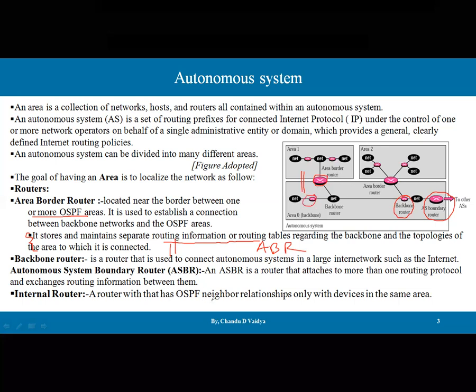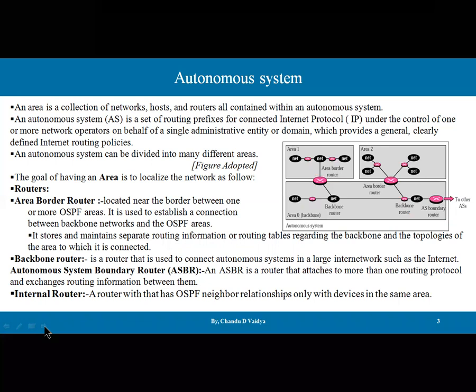An internal router has OSPF neighbor relationships only with the devices in the same area. So let's say these routers are connected via some mechanism, and then they become neighbors with the help of hello packets. Okay, so this is the concept of the autonomous system.